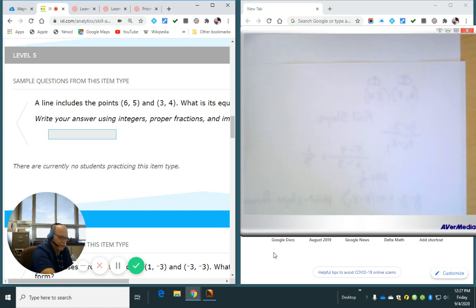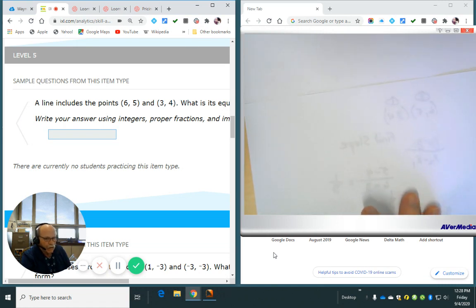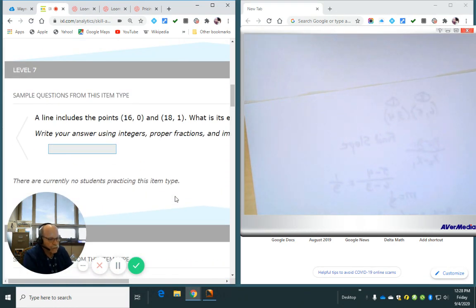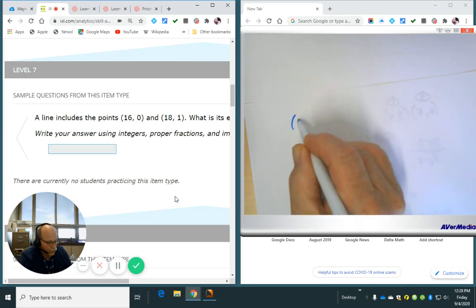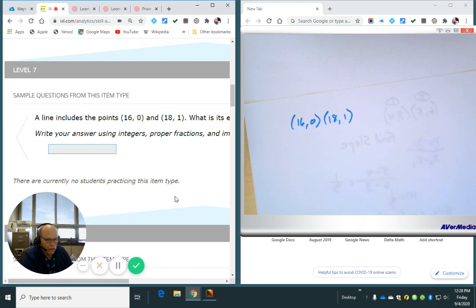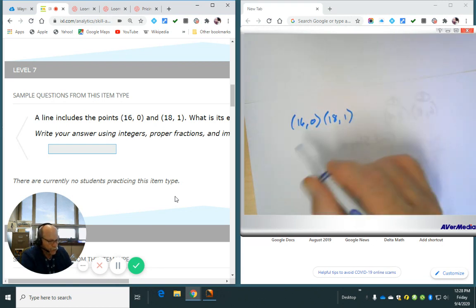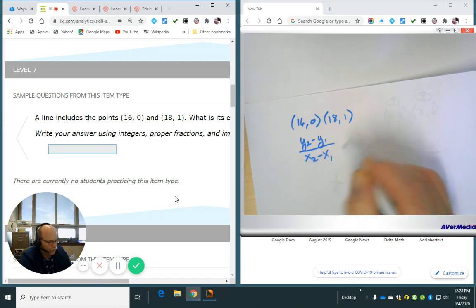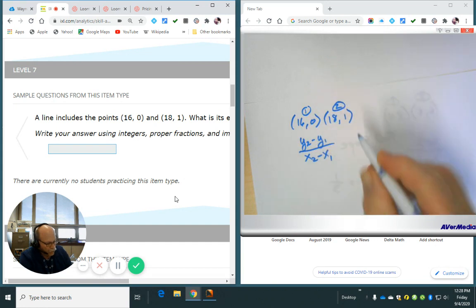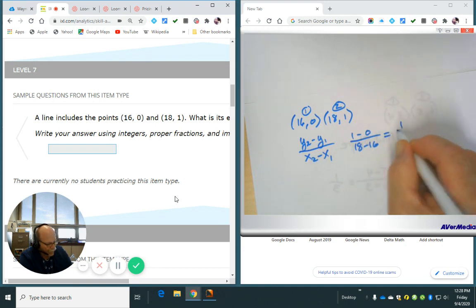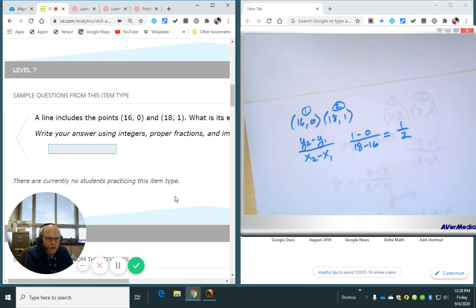Let's take a look at another. My two points are (16, 0) and (18, 1). I'm just going to go through the same things: y2 minus y1 over x2 minus x1. I'll say this is 1 and this is 2. So 1 minus 0 over 18 minus 16, and that equals 1/2.